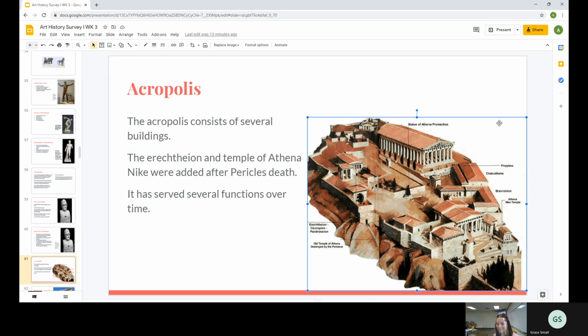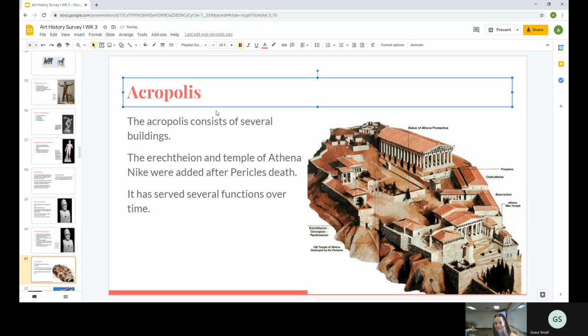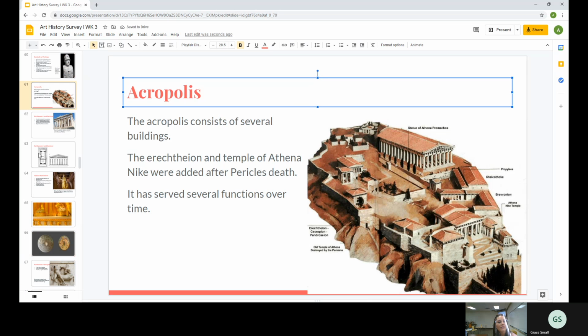Building by building. Come on, with me, please.